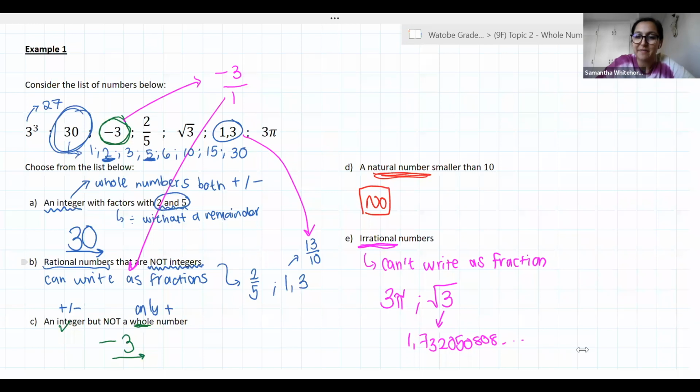So ma'am, I just wanted to know if an irrational number is like an inconsistent decimal. Yes, basically, exactly that. Okay, good, thank you, ma'am.